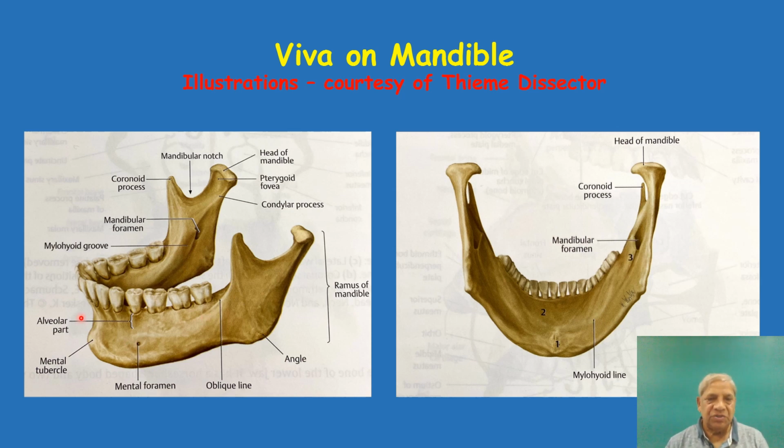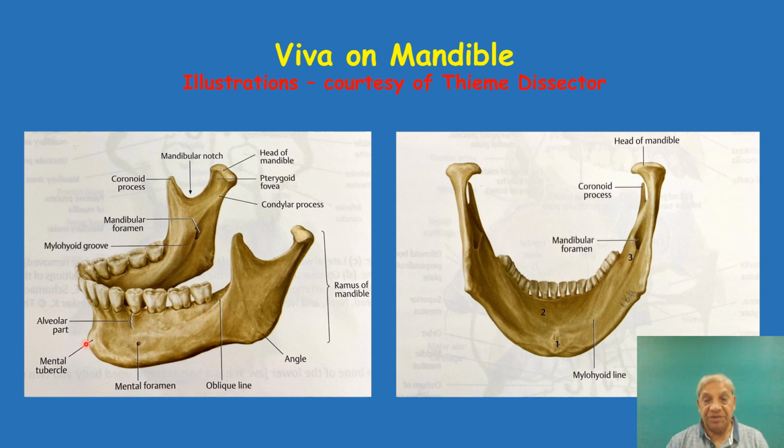Now he may ask you, what are the borders of the body of the mandible? Then you can say that the superior border of the mandible, which bears the teeth, is called the alveolar process. While the lower border of the mandible, which is almost rounded, is called the base of the mandible.